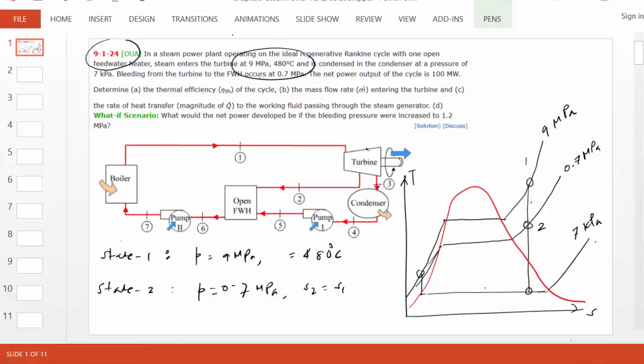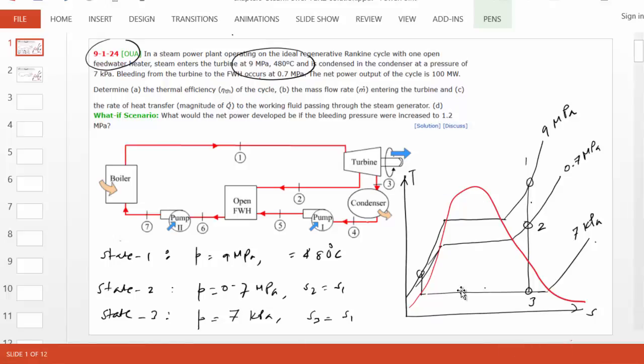And then the turbine, the steam keeps expanding in the turbine, and in the condenser, the state is state 3. So at state 3, we know not only the pressure, which is 7 kPa, we also know the entropy as same as state 1.